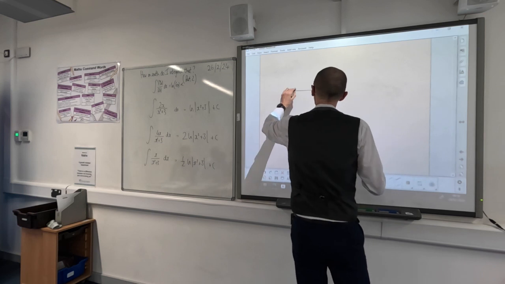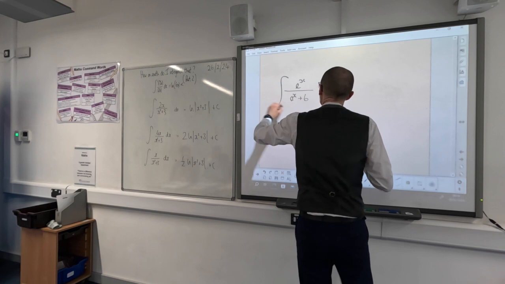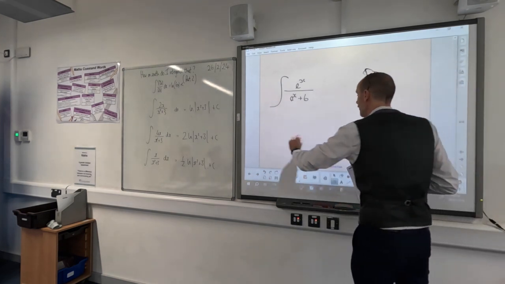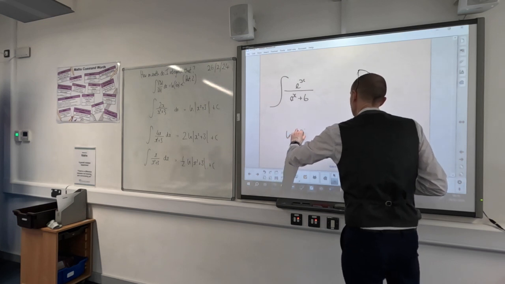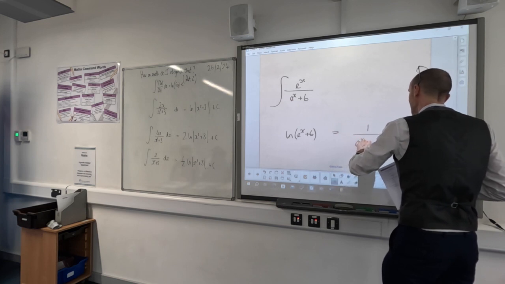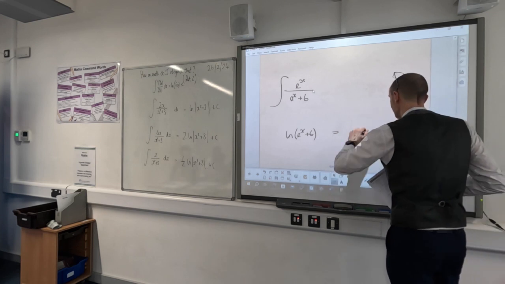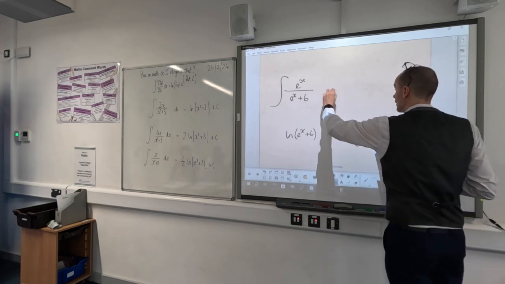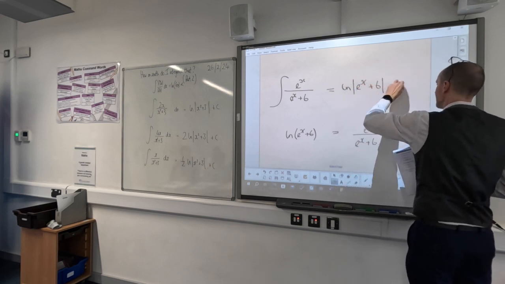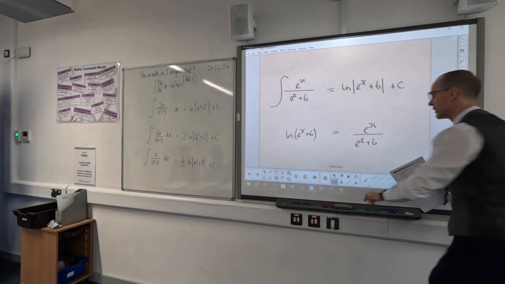Even something as weird as this, it's tempting to look at that and think that can't be a log, surely, but it is, because if I differentiate that, I get 1 over e to the x plus 6, multiplied by what you get when you differentiate e to the x plus 6, which is e to the x. So that just is the ln of e to the x plus 6, plus c. I'll show the answers to the rest of 2 in just a minute.